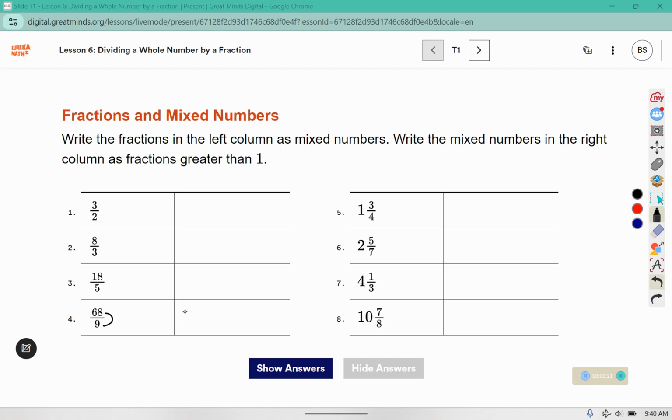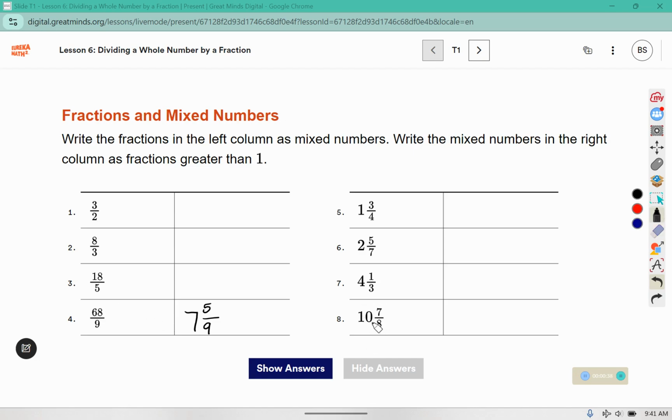9 times 7 is 63. To get from 63 to 68, that's an extra 5. So 7 wholes and then 5 extra pieces.